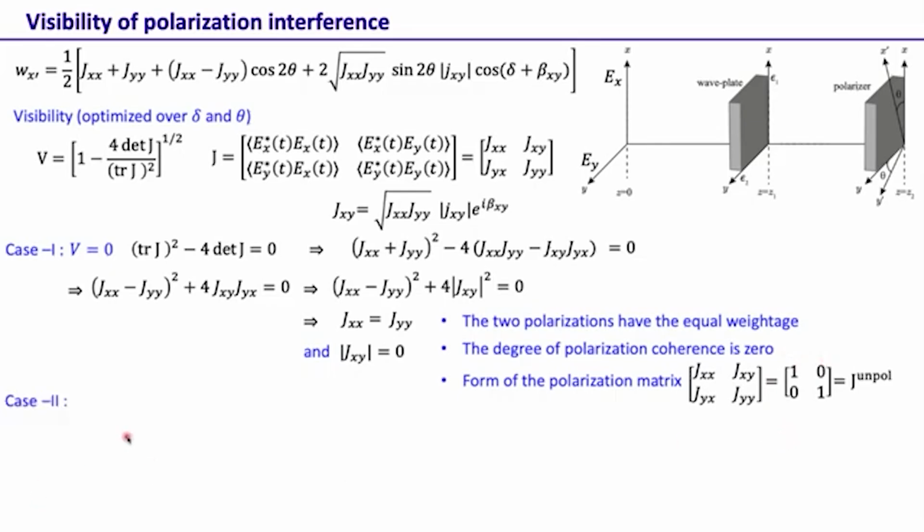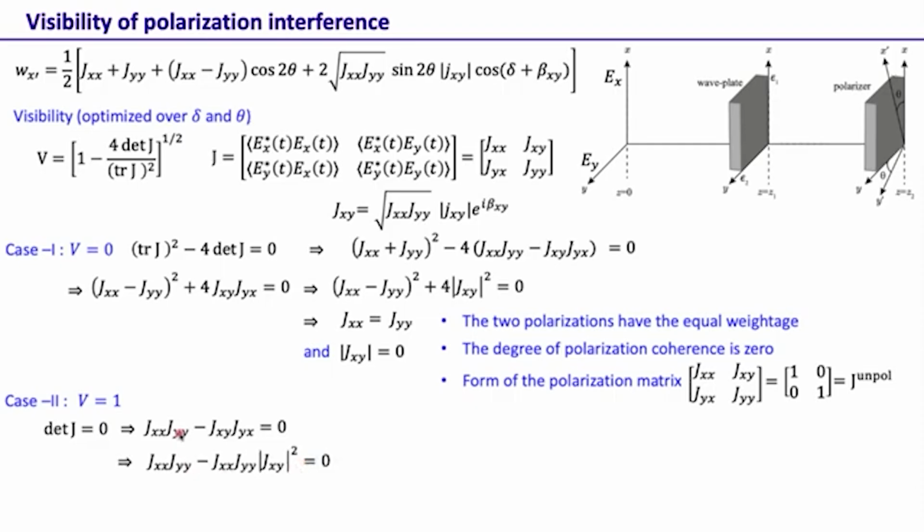Let's look at the other extreme case, where the visibility is equal to 1. If the visibility is equal to 1, this whole thing is equal to 1, and the only way that this can be 1 is when this term is 0. This term can be 0 only when the determinant is 0. So visibility equal to 1 means the determinant of J is equal to 0, and this implies that jxx jyy minus jxy jyx, this quantity, is equal to 0.